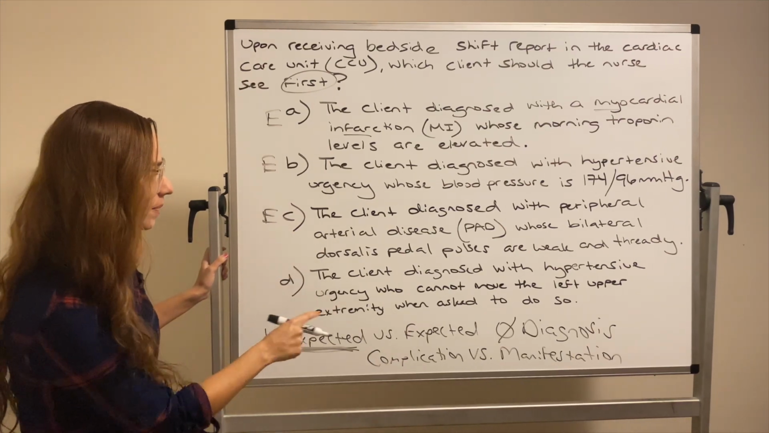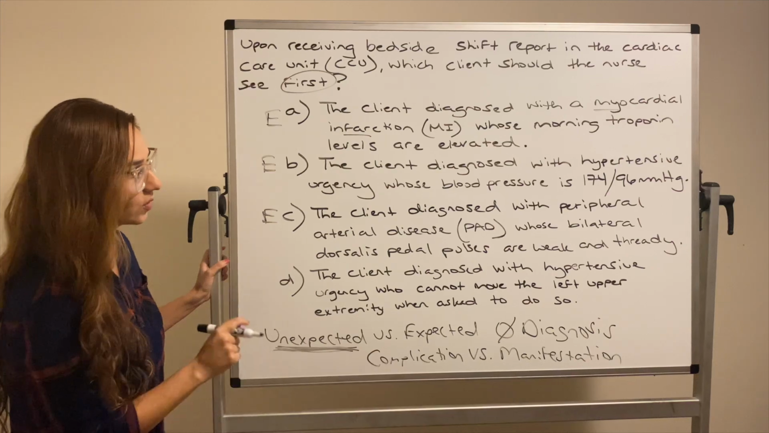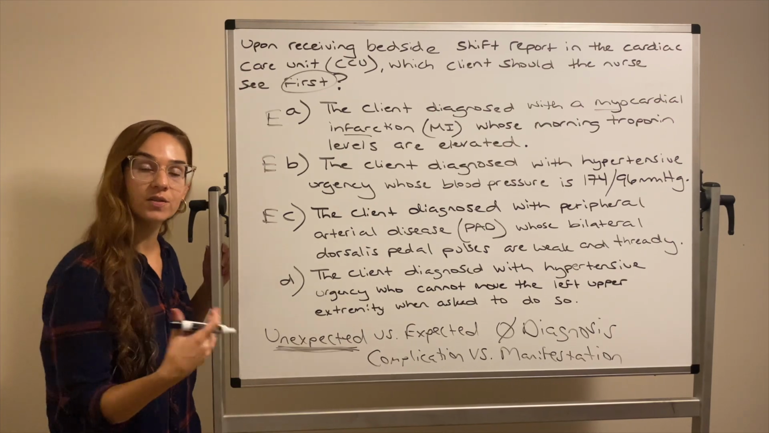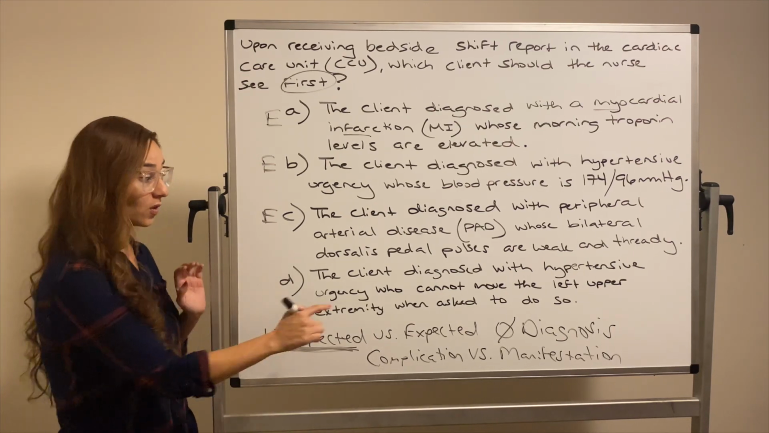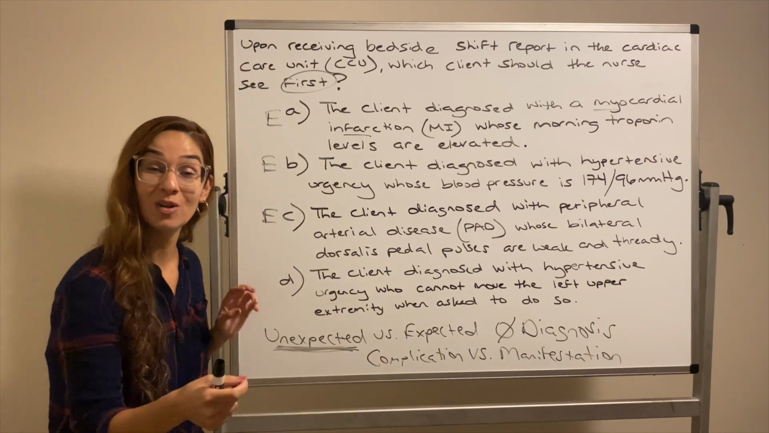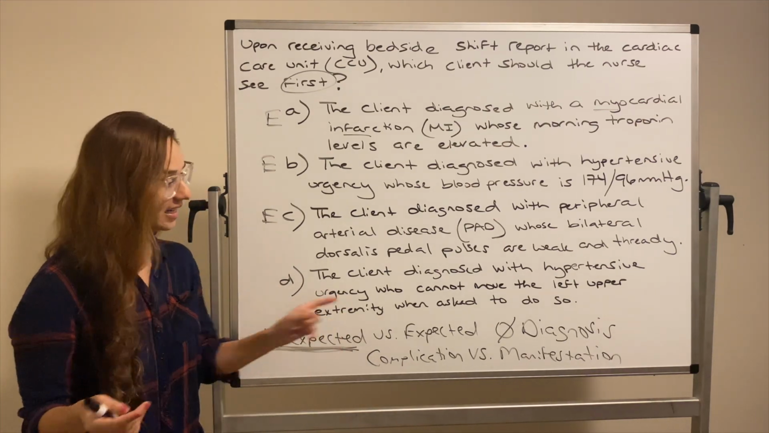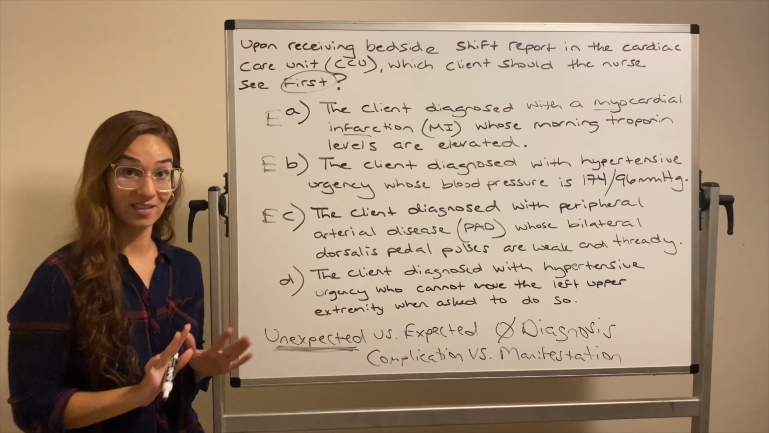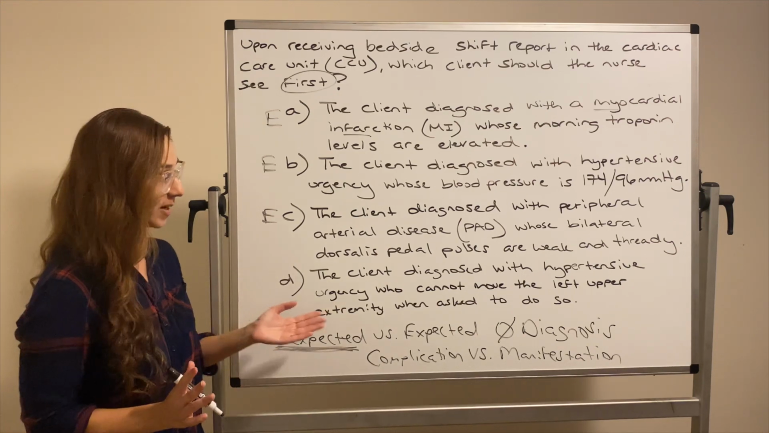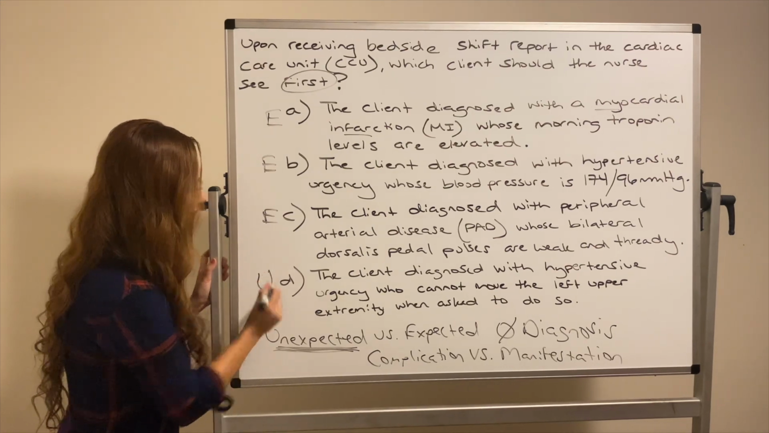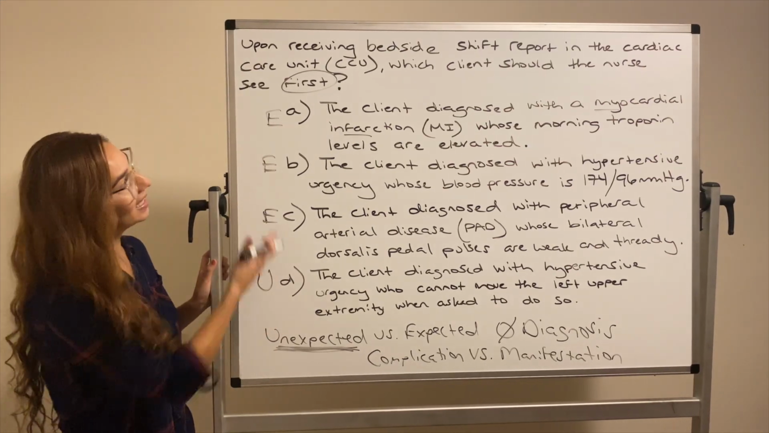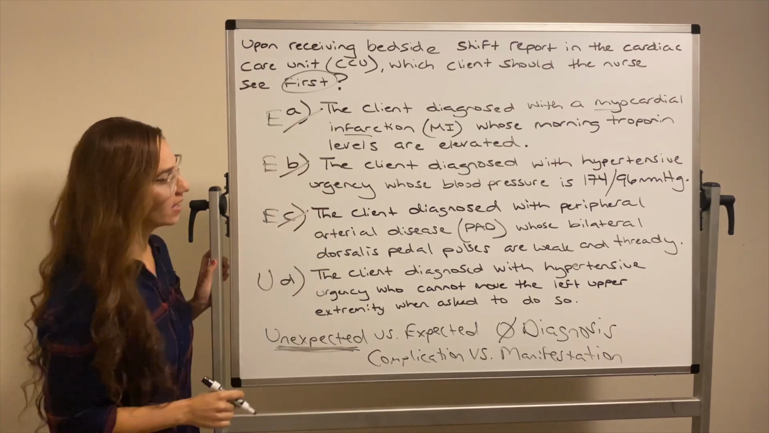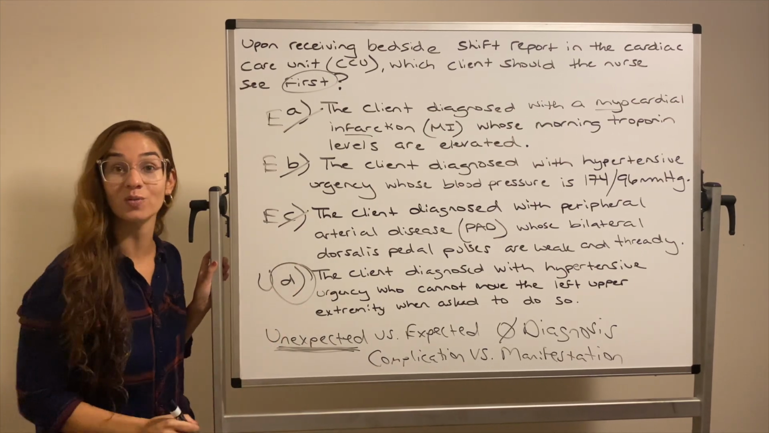The client diagnosed with hypertensive urgency, so we got another hypertensive urgency, who cannot move the left upper extremity when asked to do so. You go in, you're doing your assessment. Of course, we're so concerned this will turn to crisis and show potential other organ involvement, right? They now cannot move an extremity when asked to do so. To me, this is unexpected. Like, this is not a manifestation I expect to see with hypertensive urgency. So I would label it unexpected. And I don't see any other unexpected symptoms. So I can eliminate by process of elimination. And this is who I would go to first.